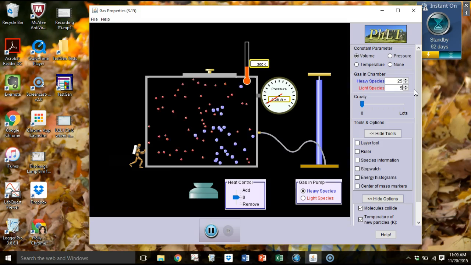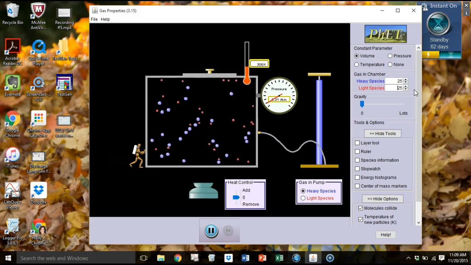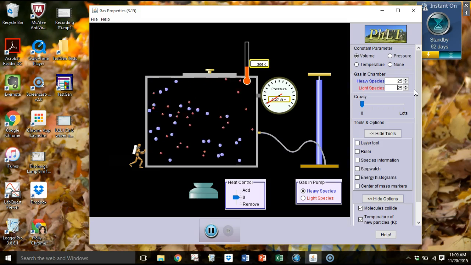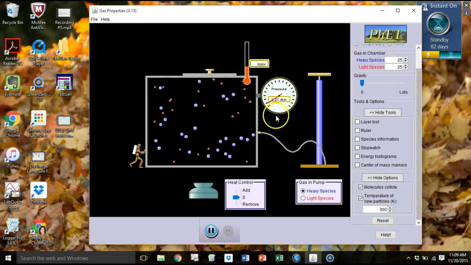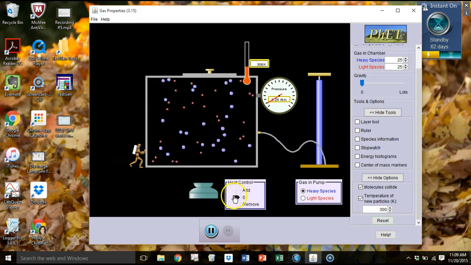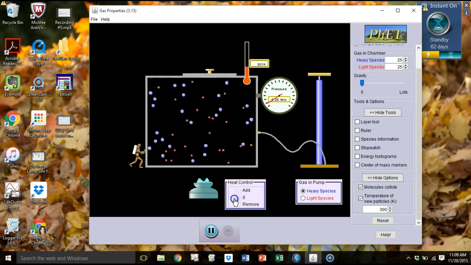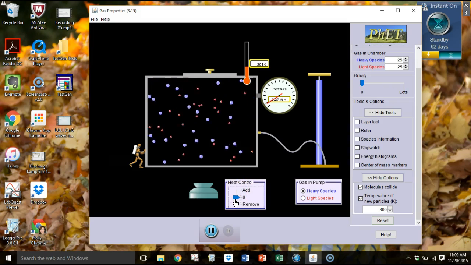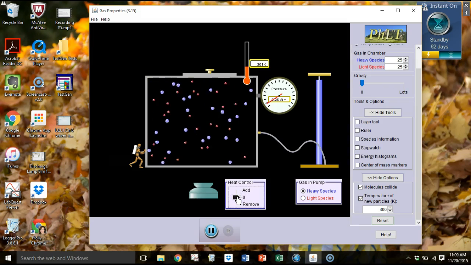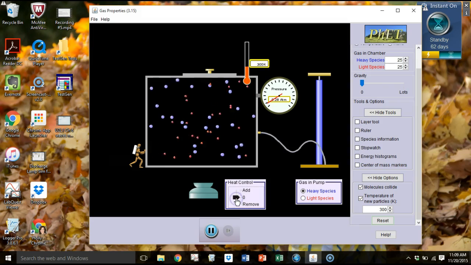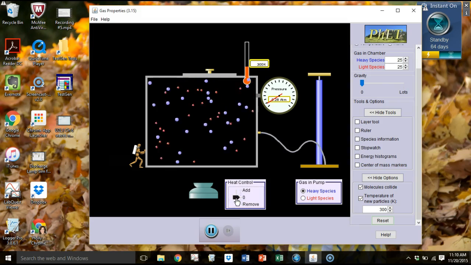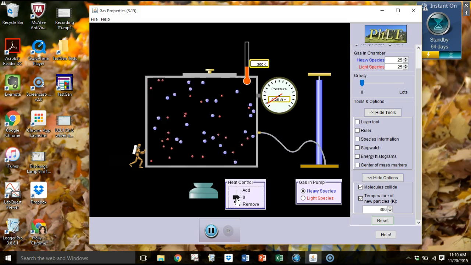There. All right, and we'll look at what if we had 25 of each for a total of 50. Let's see what that does. So 25 of each particle. And this temperature is supposed to be at 300. I'm just going to adjust it back down to that. Okay, there's 300 Kelvin. 50 particles. Notice we're at that 0.28 again.